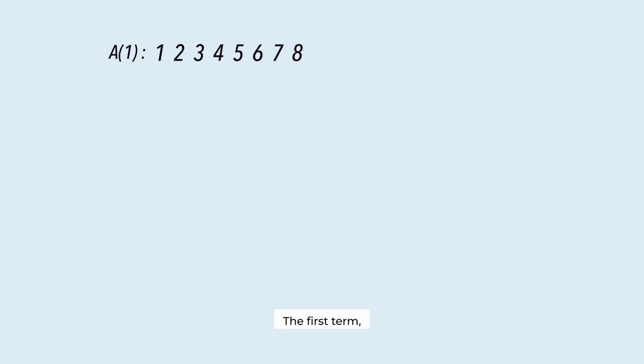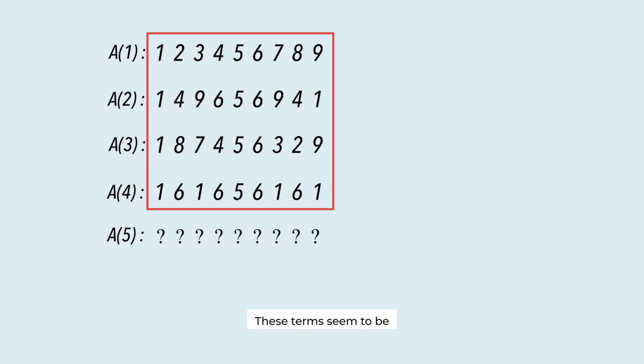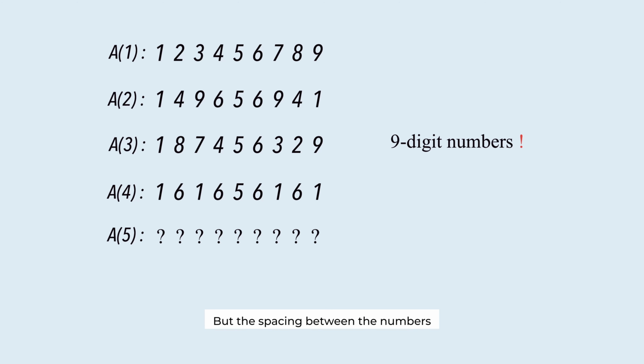The first term, the second term, the third term, the fourth term. What will be the next, the fifth term in this sequence? These terms seem to be 9-digit numbers, but the spacing between the numbers suggests otherwise. They don't seem to be 9-digit numbers.